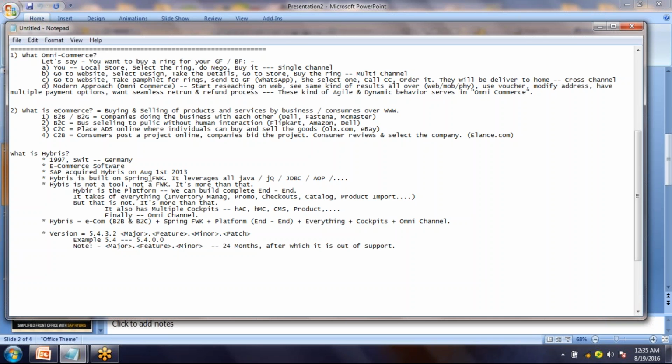Okay. Then how about the versioning? We just talked about the versioning. Versioning basically has four numbers, not a 4-digit number. It's like four numbers: major, feature, minor, and patch. If someone says 5.2, that means major and feature. The remaining two are 0.0. That's all about the Hybris definition.